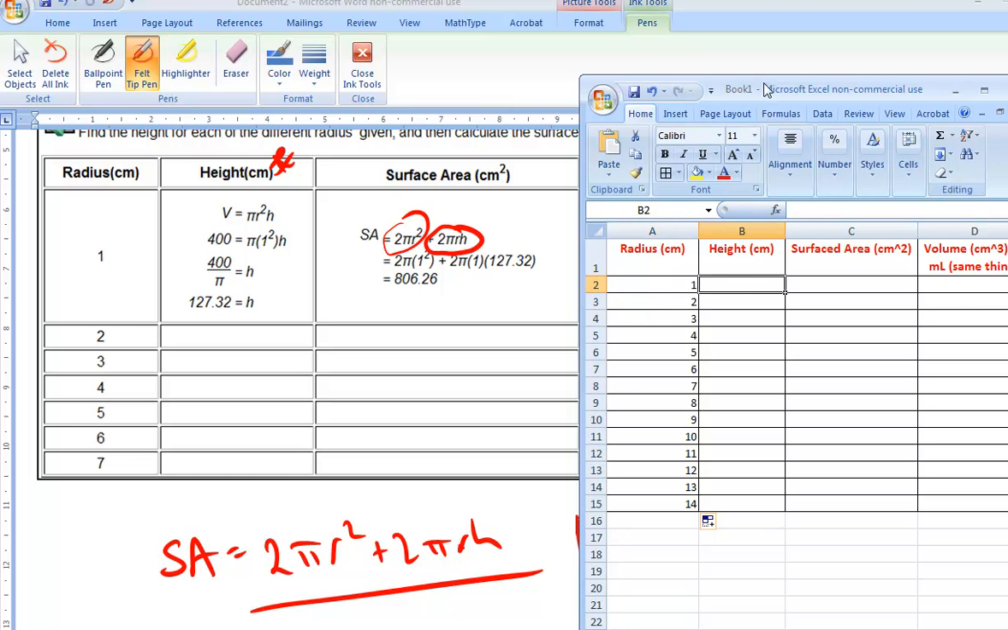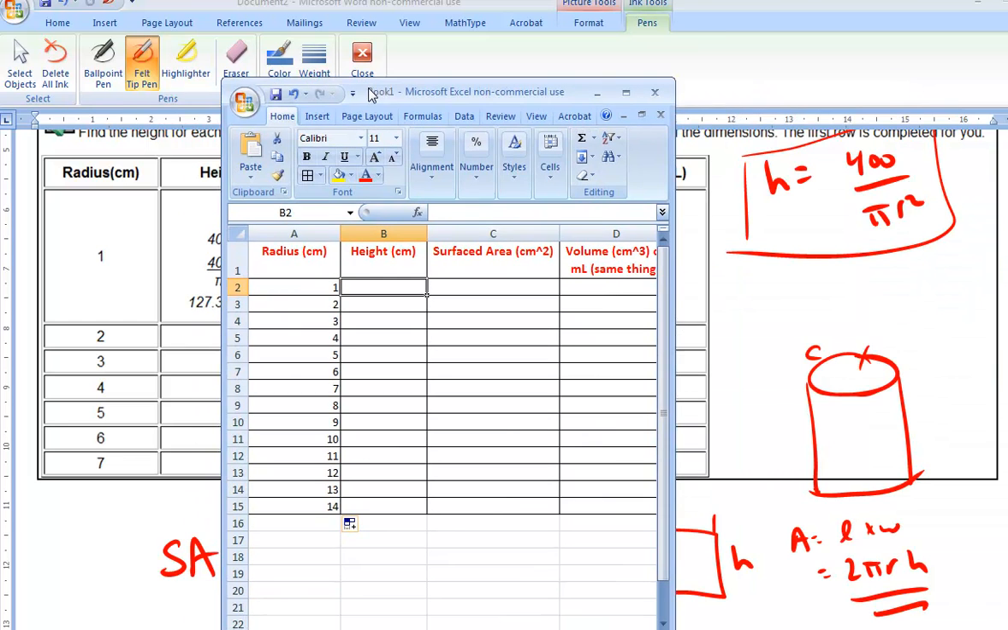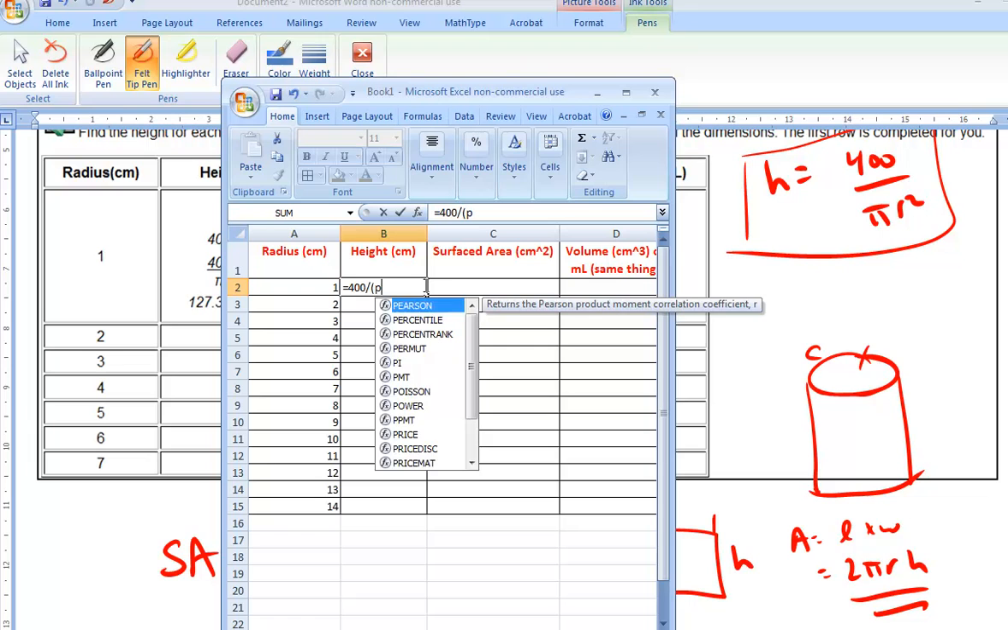The height, what did we work that out to be? Move this over. We said the height is equal to, so I'm going to have my equal sign, 400 divided by pi r squared. So I'm going to use brackets just to make sure it all stays in the bottom. I don't know if I have to, but I'm going to.